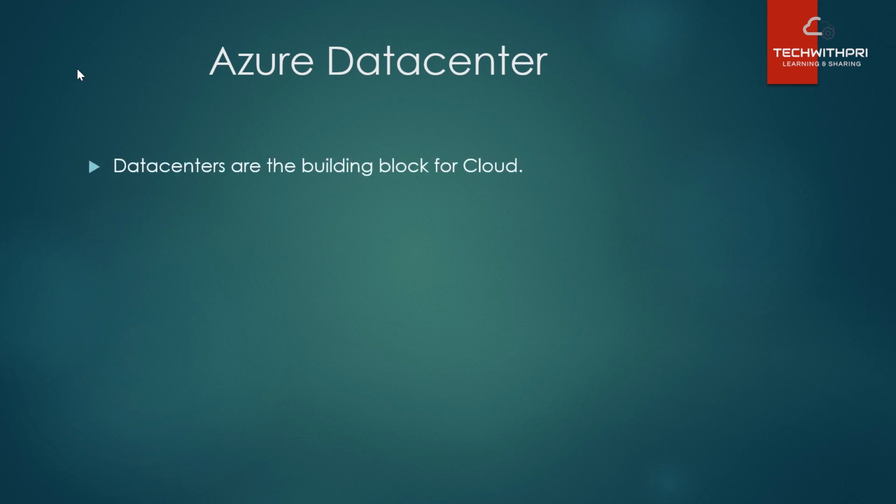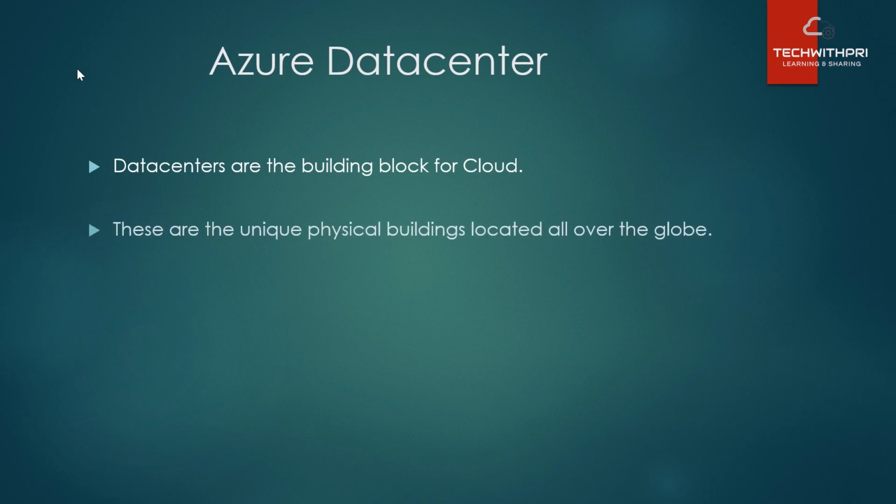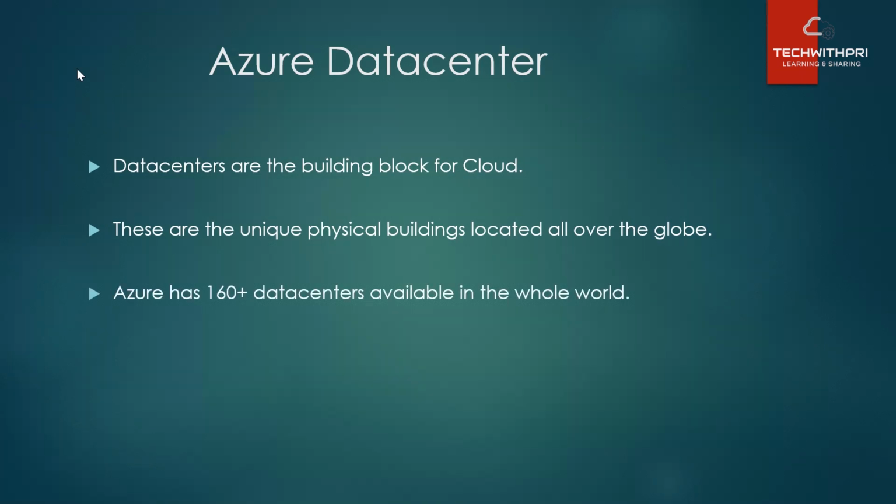So the first point, we can say data centers are the building blocks for cloud, right? These are unique physical buildings, and we're going to see the picture in the next slide, located all over the globe. For Azure, we have 160 plus data centers available in the whole world. So you can understand that all the companies that are using Azure as a cloud computing service, and launching virtual machines like we did last time, everything is getting stored in the data center.